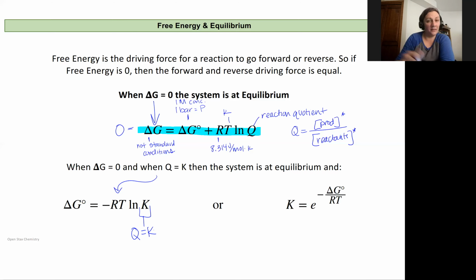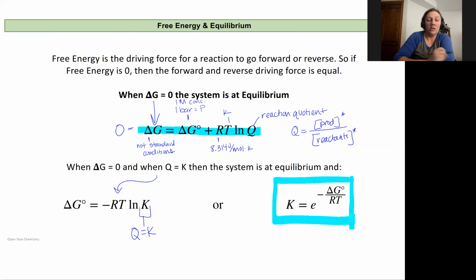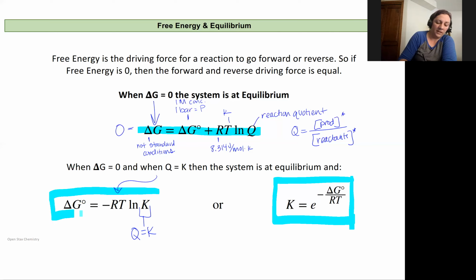This itself can be rearranged as well. If we wanted to solve for our equilibrium constant using free energy or standard free energy, we could arrange it this way with e to the exponent with our negative of our standard free energy divided by RT. So these are the two forms that you can use this in. And we'll typically use this.